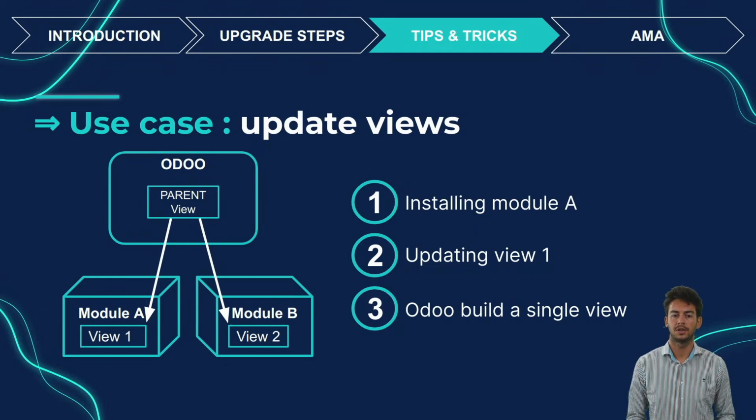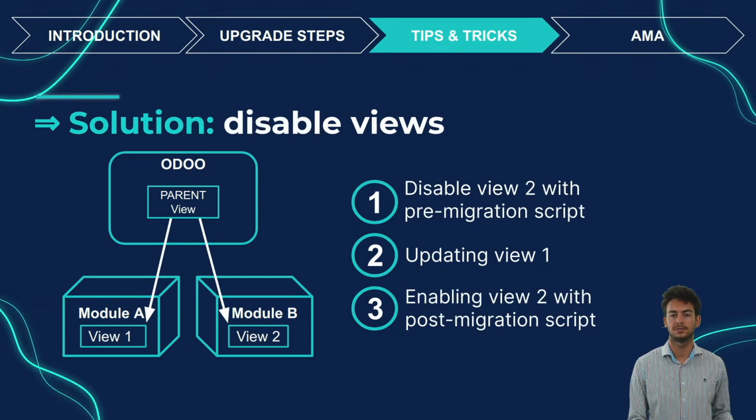updated views. So if view 1 is up to date with the new fields, with the new version, but view 2 isn't because the second module hasn't been updated, what will happen is that the build of the global view will fail, and so it will not update view 1 because it will have failed. So what you need to do in this case is that you need to disable the second view with a pre-migration script, which will be executed before updating module A. Update view 1 by updating the module, and then at the end, enable view 2 with a post-migration script.